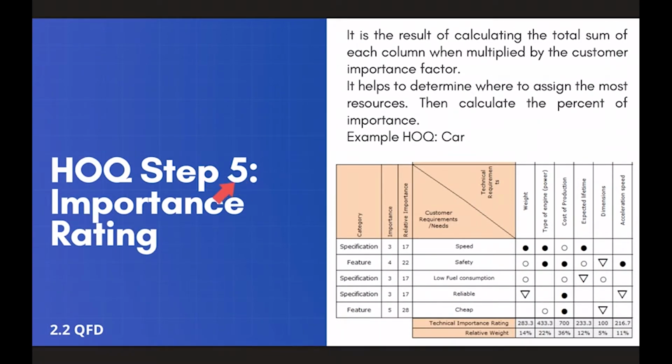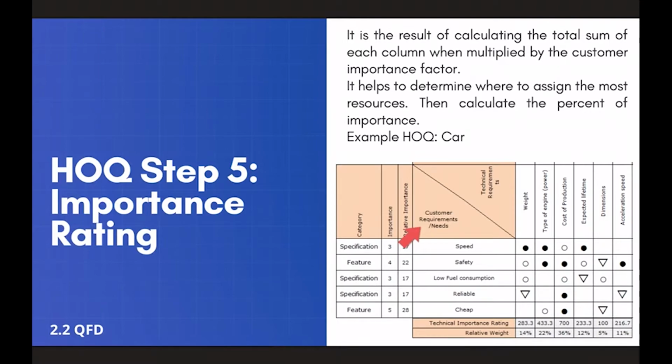So step number 5 is importance rating. It is the result of calculating the total sum of each column when multiplied by the customer importance factor. So it helps to determine where to assign the most resource. Then calculate the percent of the importance.